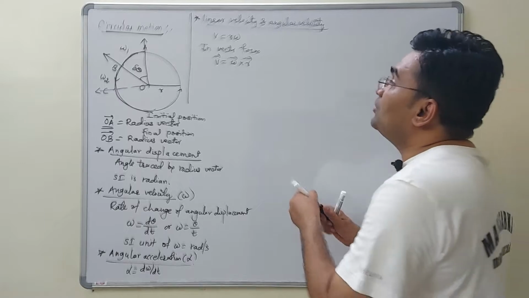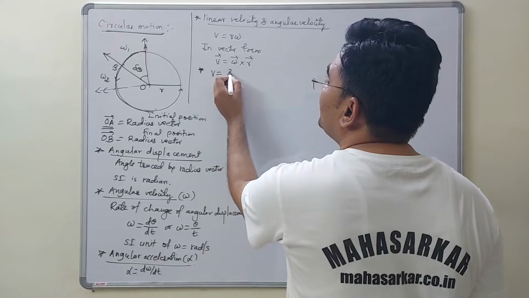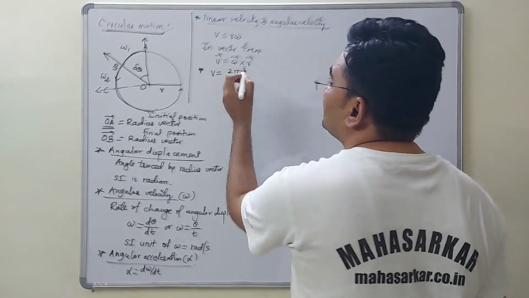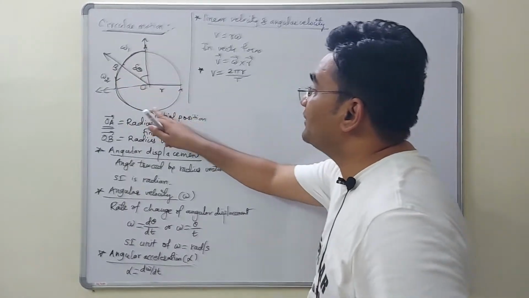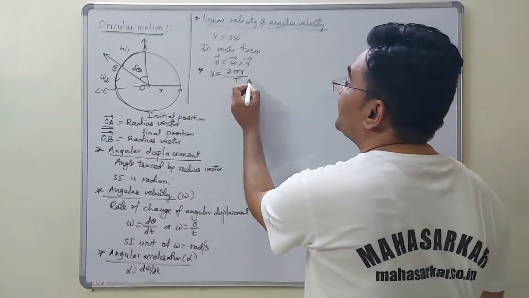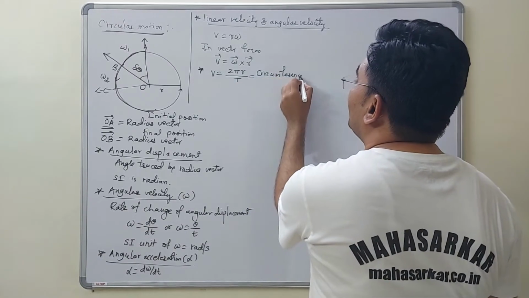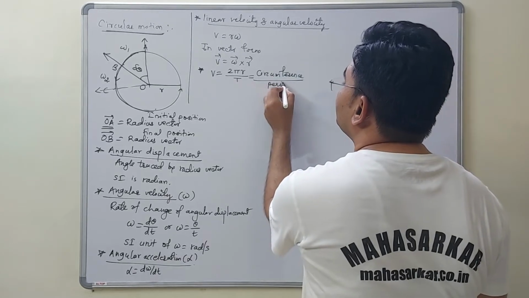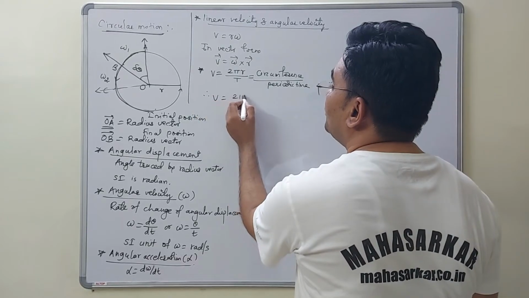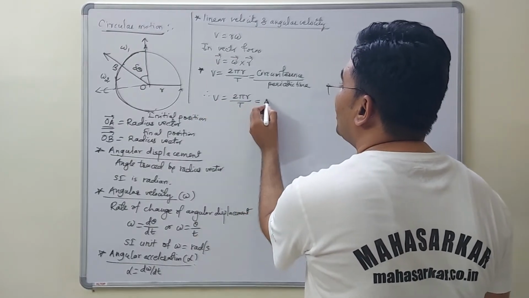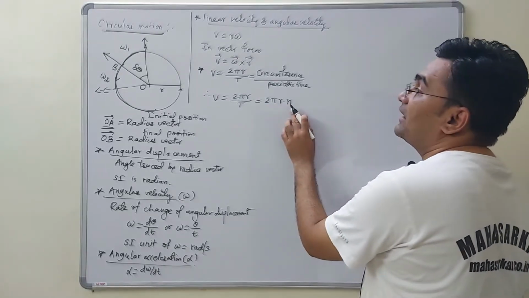Okay. Now again we have a few things: velocity equal to distance upon time. In one complete circular path, the distance traveled will be equal to the circumference and the time will be the period. So it is circumference upon periodic time. So we have another formula, v equal to 2 pi r upon T, or 1 upon T is again frequency, so it will be 2 pi r n.